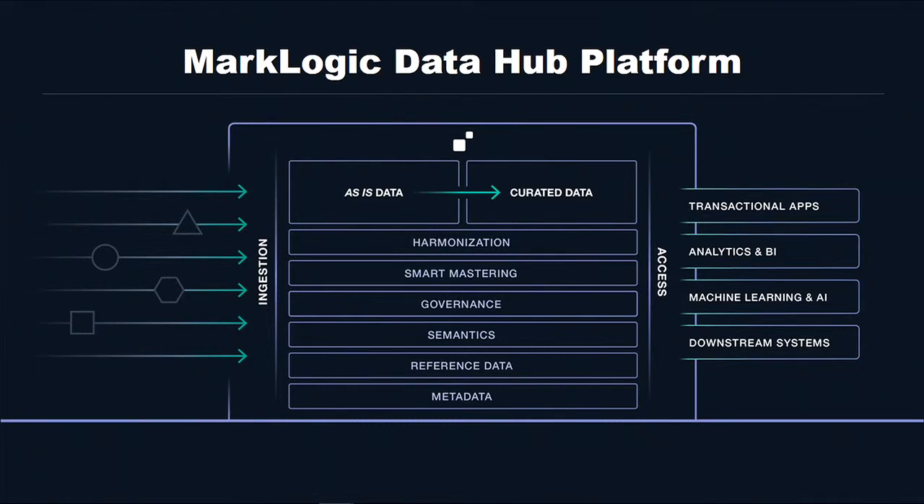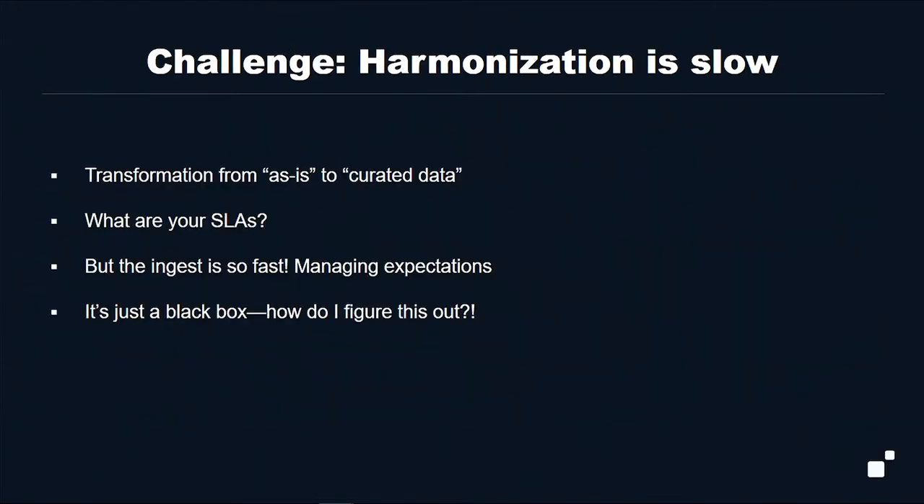So up in here, you've got your as-is data coming in via ingestion. A lot of our challenges in terms of performance come in this center area. When you're going from as-is to curation, you're trying to understand why things might be running slower than you expected. So that's what I'm going to be talking about. So what I'm going to do is go through a couple of scenarios. This first one is that harmonization is slow.